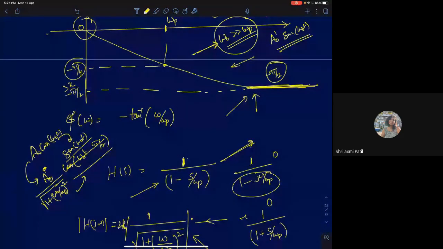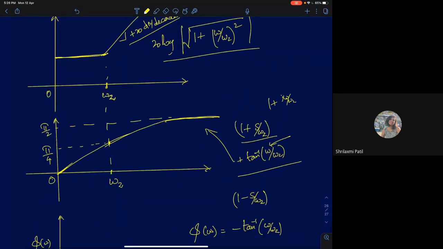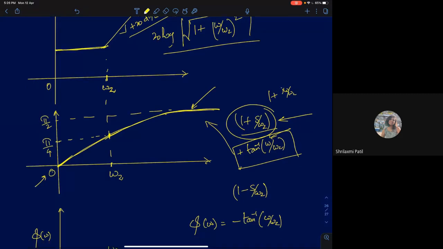Okay, so now I'll go back to the 0 response. So we'll come back to this 1 plus s by omega z. That's your transfer function of a 0. The phase response is plus tan inverse of omega by omega z. So you will get a function that looks like this. Maximum phase shift is plus pi by 2. It starts at 0 at omega equal to 0, and you will get plus pi by 4 at omega equal to omega z.